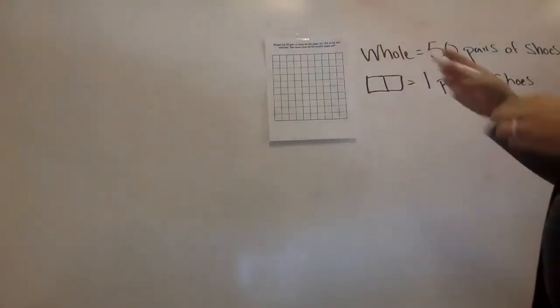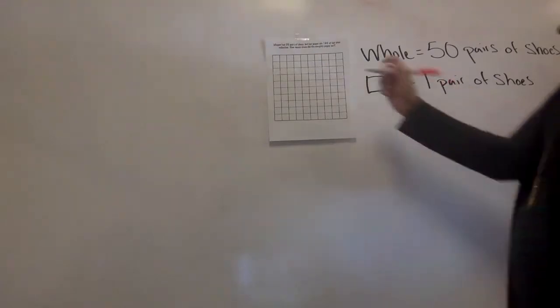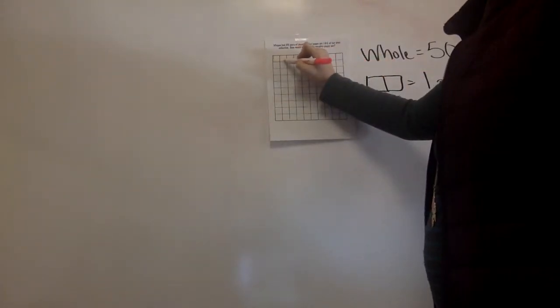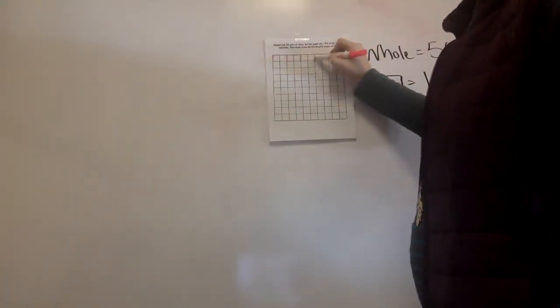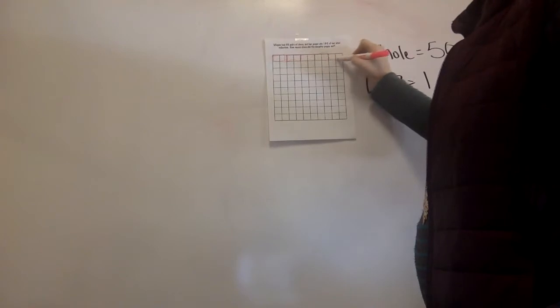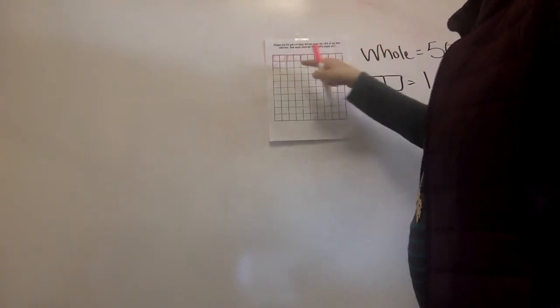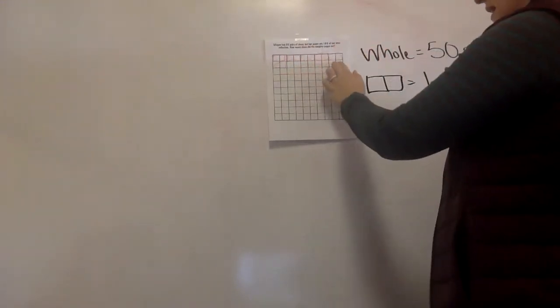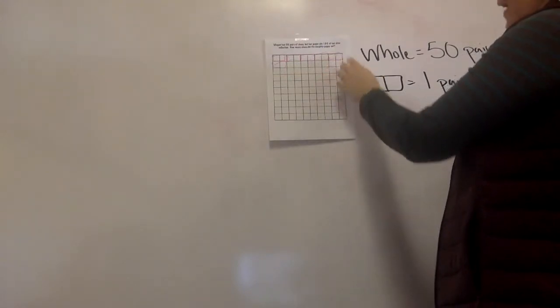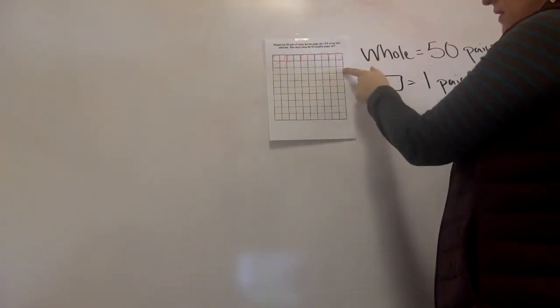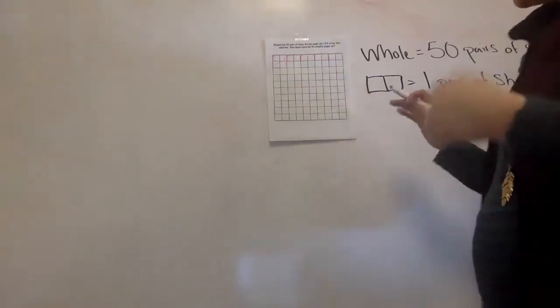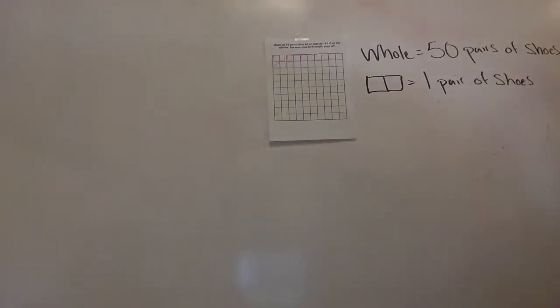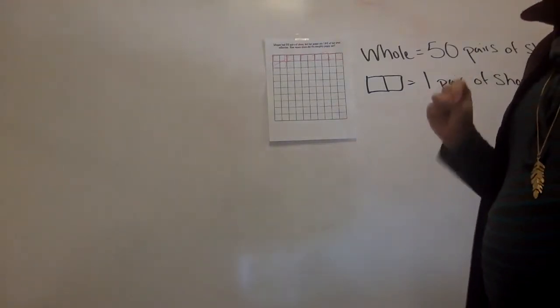If I want this whole thing to represent 50 pairs of shoes, then there would be 1, 2, that's sort of viewable, 3, 4, 5, 6, 7, 8, 9, 10. So notice that I'm getting 5 pairs of shoes on every row. 5, 10, 15, 20, 25, 30, 35, 40, 45, 50. So 2 squares is going to represent 1 pair of shoes. Okay? All right.